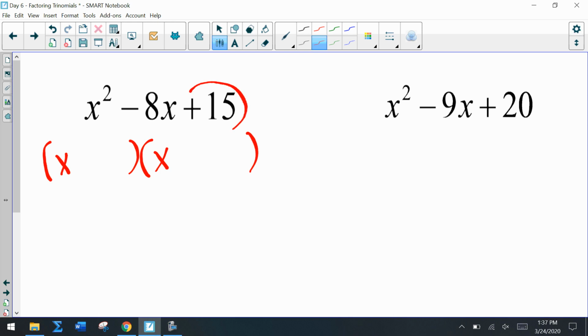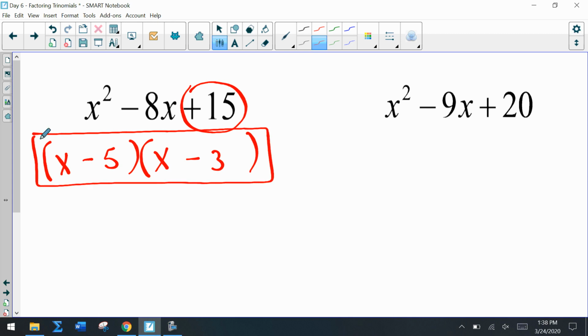So factors of positive 15 that add up to negative 8. So positive 15 that add to negative 8. So I'm thinking 5 and 3. 5 plus 3 gives us 8. But then we also have negative 5 and negative 3 multiply to give us positive 15. So x minus 5, x minus 3 are the factors.